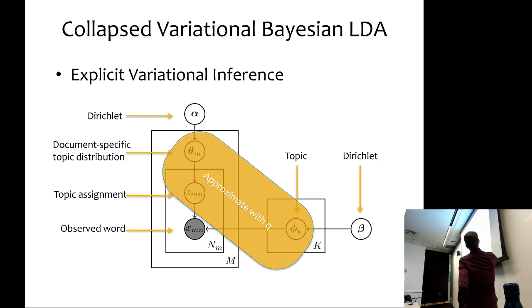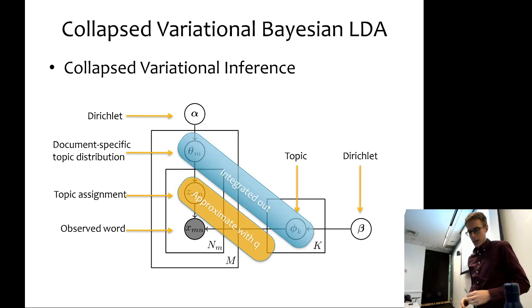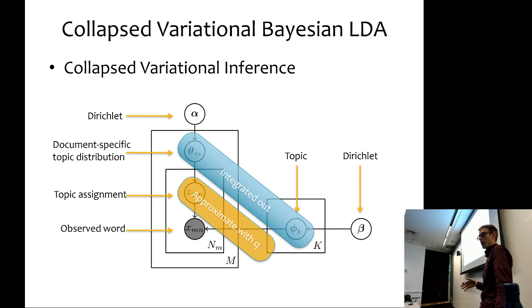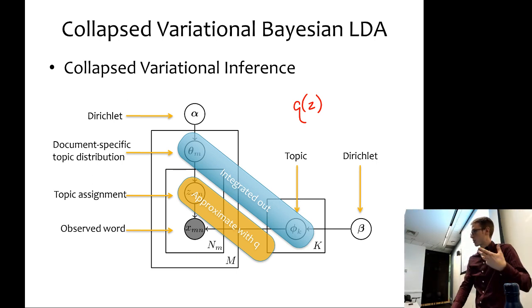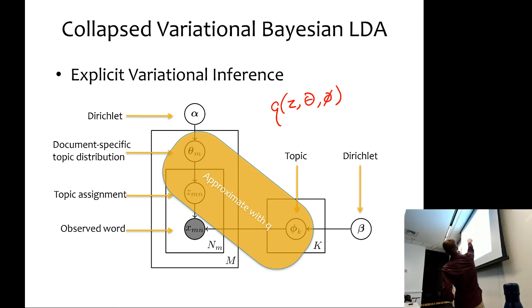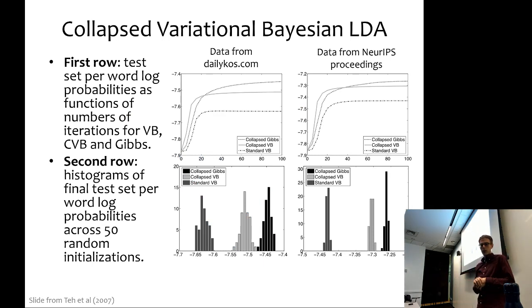One of those is collapsed variational Bayesian latent Dirichlet allocation. If we had explicit variational inference, we would set it up with an approximating Q distribution that gives us some Q over Z, theta, and phi, all of these separate parameters. Collapsed variational inference is analogous to a collapsed Gibbs sampler, where we only have a Q distribution over the Zs. Remember that in an explicit Gibbs sampler, you would resample values for the topic assignments, the topic parameters, and the topics themselves. And in a collapsed Gibbs sampler, you would only resample topic assignments. That's the same thing going on here, except that we're approximating those different latent variables with our Q distributions.